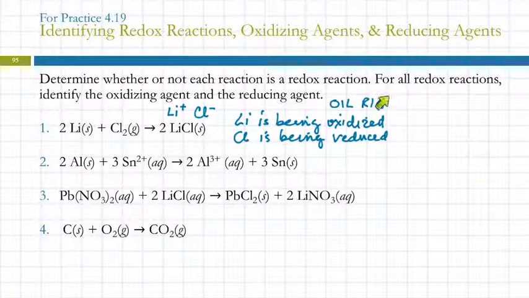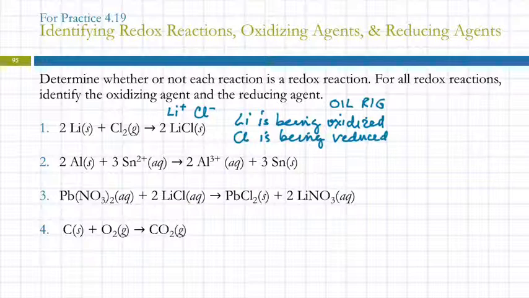This is our definition of oxidation and reduction in terms of electrons. Oxidation is loss of electrons, reduction is gain of electrons. We look at this lithium, it started out as a neutral atom, it became a lithium plus ion. In order to do that, it loses 1 electron, so it was oxidized. So this is the first step to figuring out what the agents are.